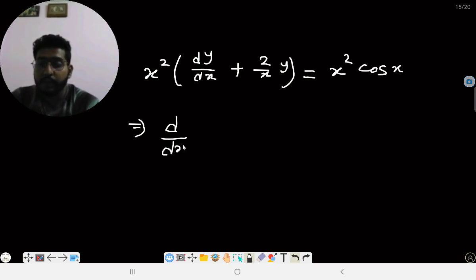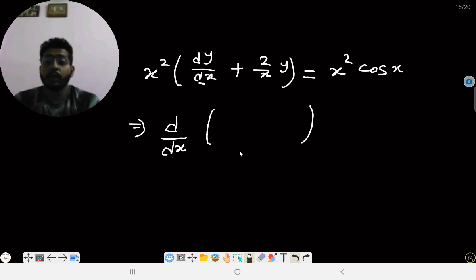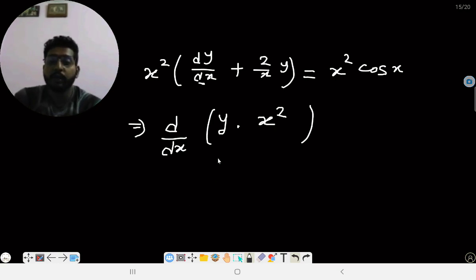So the left hand side, how to write? d dx, because d and dx are there, so d dx. Now here what to write? This is a linear differential equation of y, that's why you have to write y here, into the integrating factor. What is the integrating factor here? x square. Again I am explaining: d dx, because here it is d dx. If it was d dy, you would write d dy.